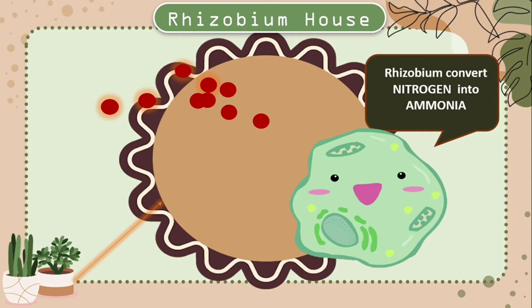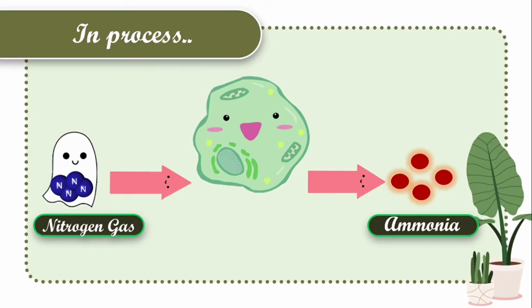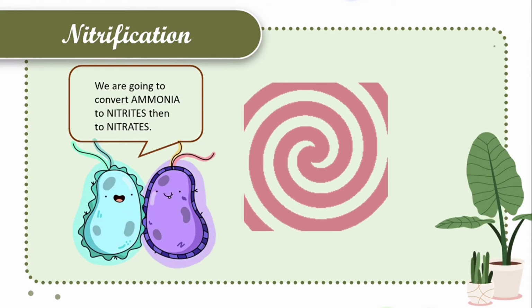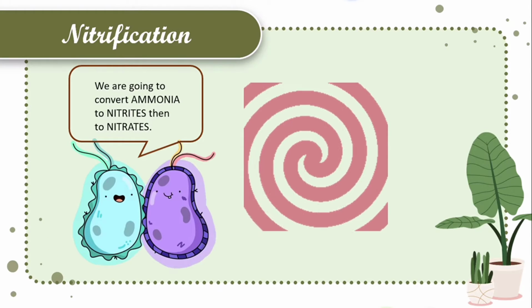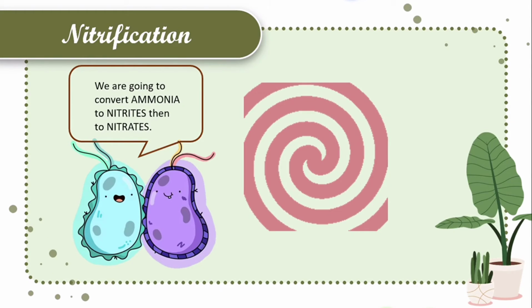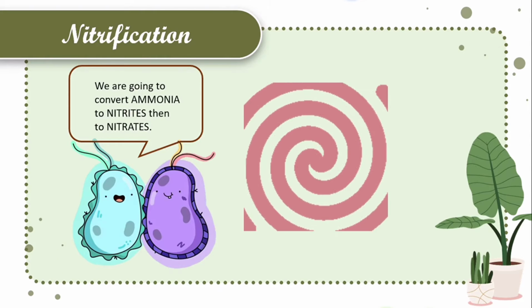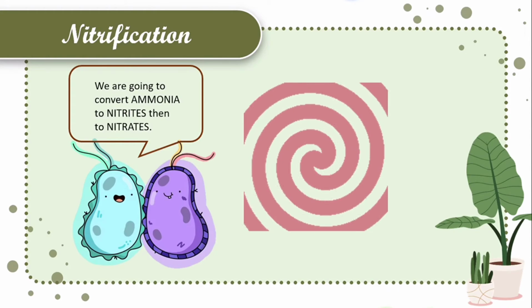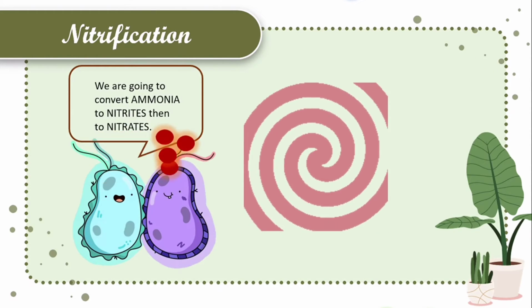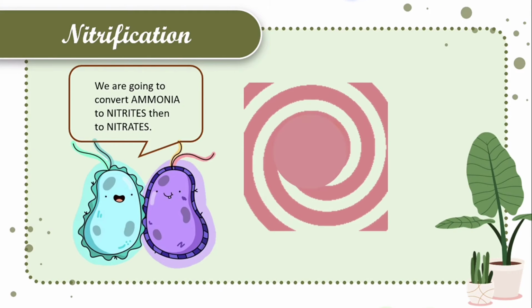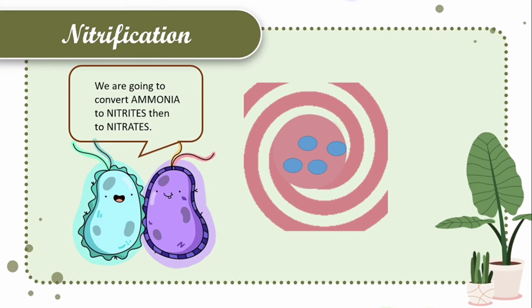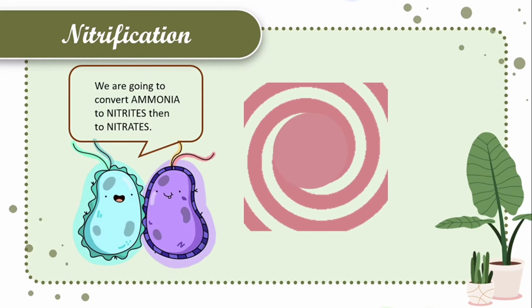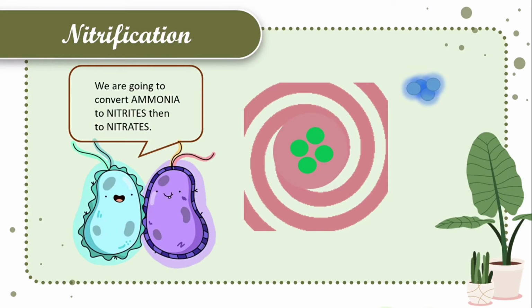Then the ammonium undergoes nitrification. Ammonia decides if it would go to the plants or directly proceed to nitrification, but it chose to nitrify. Nitrifying bacteria oxidize ammonium into nitrites. But nitrites are not usable by plants and animals, so it is nitrified again, oxidized into nitrates.